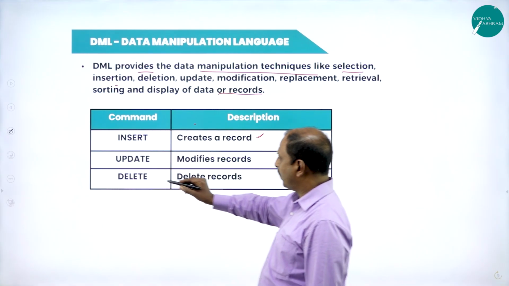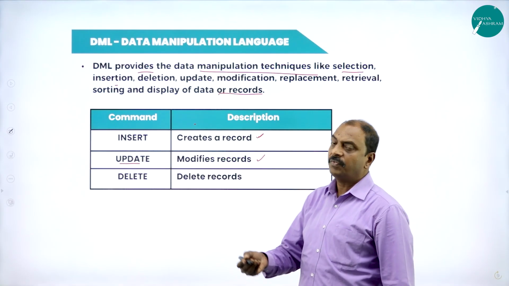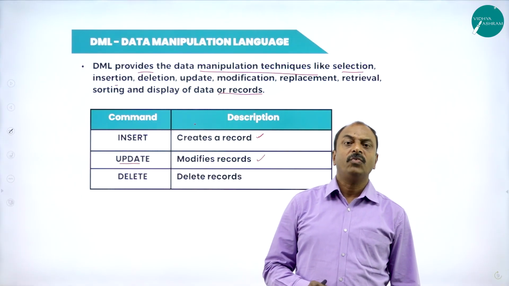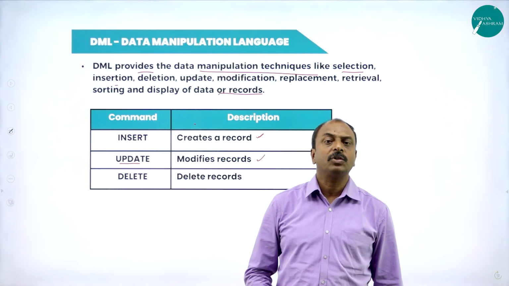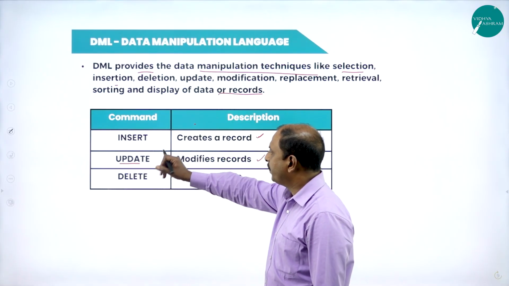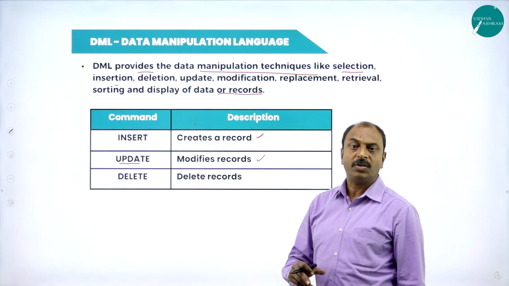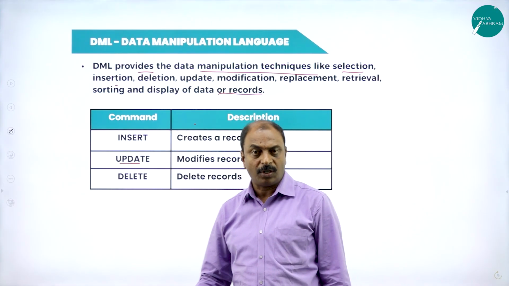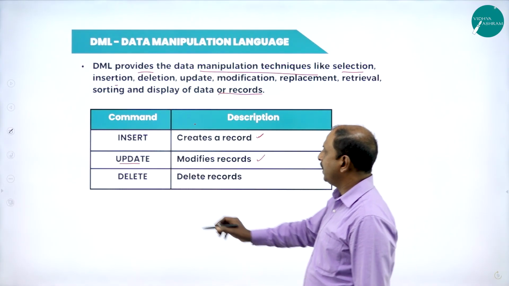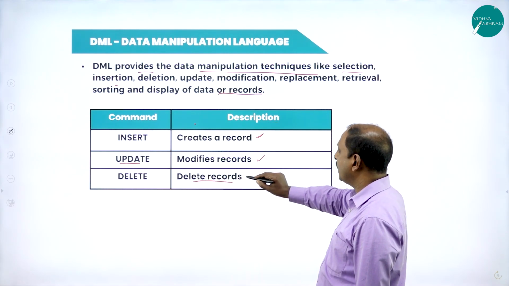And the update command, update is to modify the record. What is modification? Here any value of a particular record has to be changed or modified, then we can make use of the update command. That is nothing but modification, modification of values of a particular record in a table. Next one is the delete command, that is deleting a record.